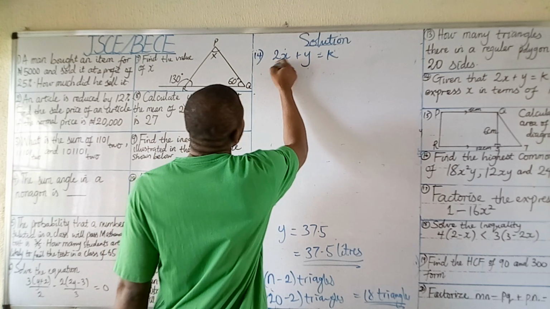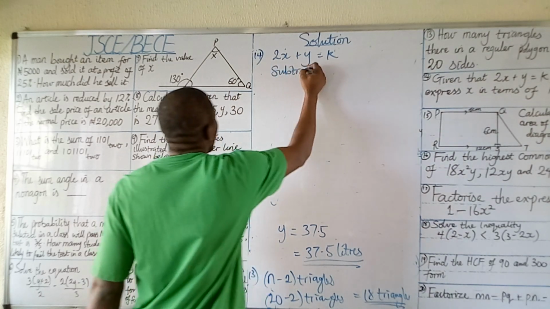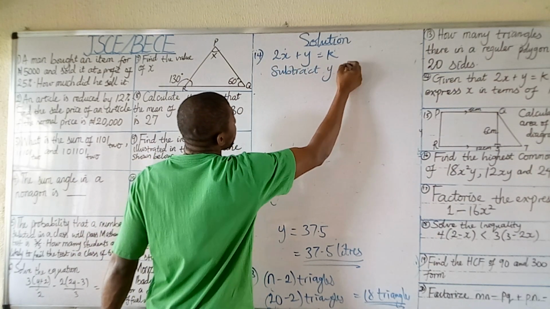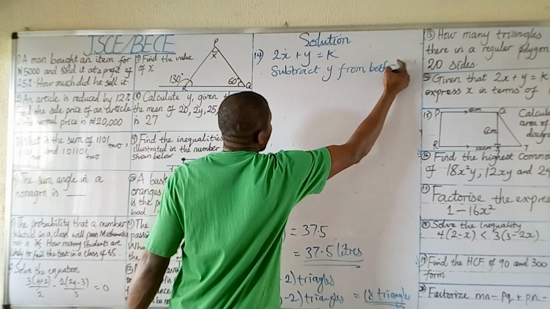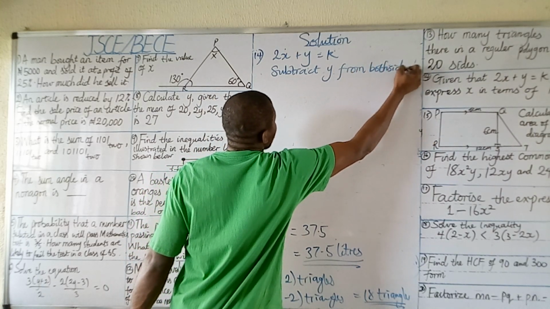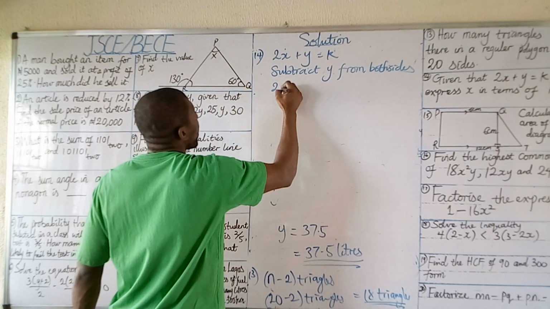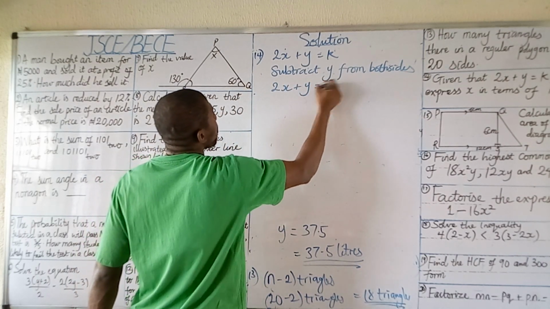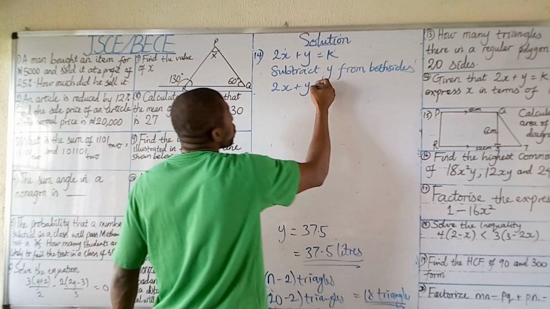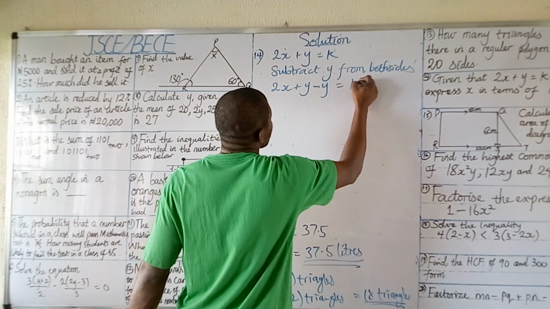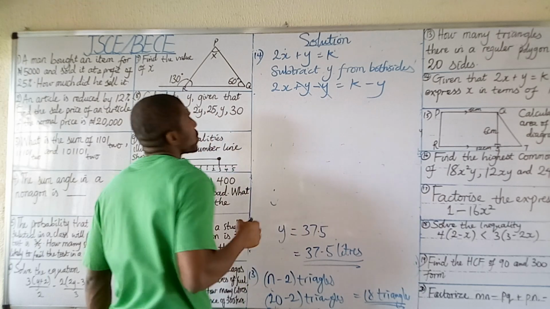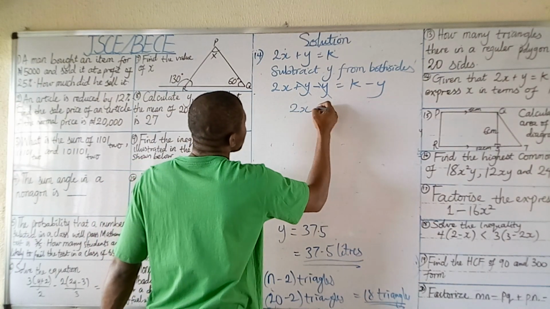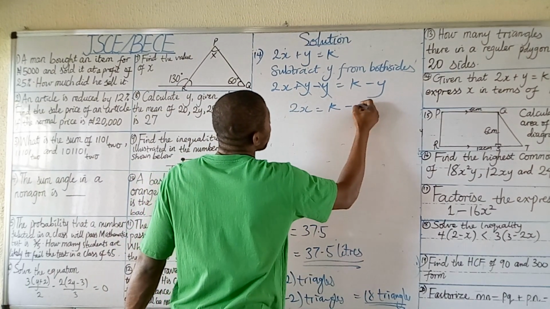So subtract y from both sides. Subtract y from both sides. So this will be 2x plus y equal to k. So we are subtracting the y here, equal to k minus y. So plus y minus y goes away. So we have 2x equal to k minus y.